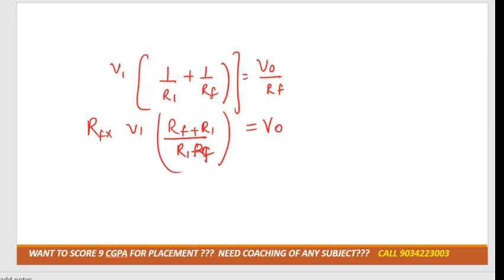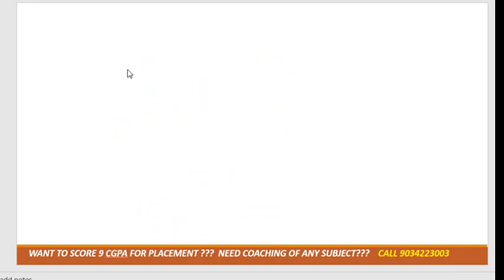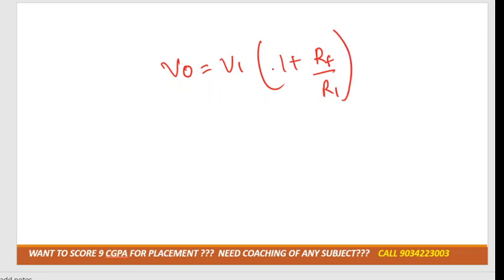Now we got the value for V0. As you can see, this RF and this RF can be cancelled out. So what is the final answer? V1 times (RF plus R1) divided by R1 is equal to V0. Now can I write it as RF by R1 plus R1 by R1? If I solve it completely, the final answer is V0 equal to V1 times (1 plus RF by R1), right?